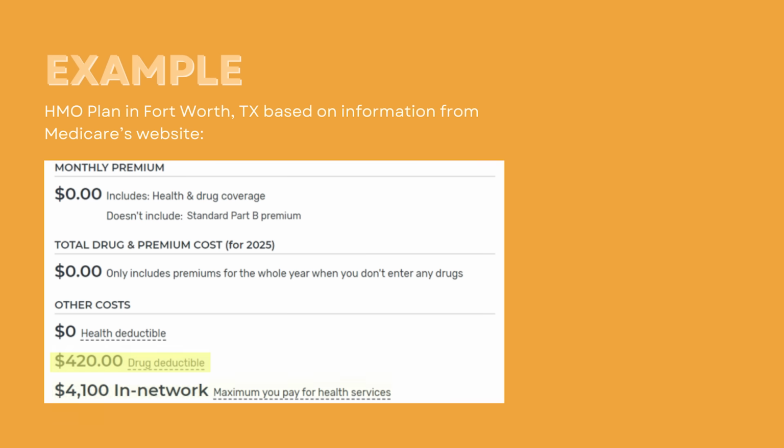And finally, this plan has a $4,100 in-network out-of-pocket limit. This means that once your personal out-of-pocket spending on services like hospital stays, doctor visits, lab work, diagnostic imaging, physical therapy, and cancer treatment reaches $4,100, the plan covers 100% of the costs for the rest of the year. Lastly, remember that your Part D drug spending is separate from that and does not count toward the plan's overall maximum out-of-pocket limit. Instead, Part D has its own catastrophic coverage limit, which will be at $2,000 in 2025.